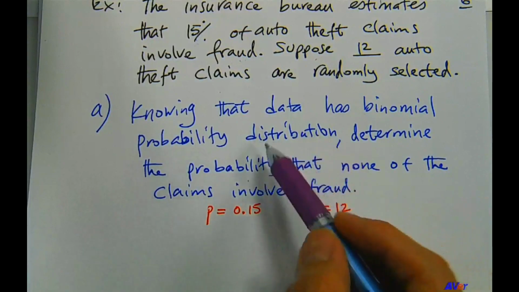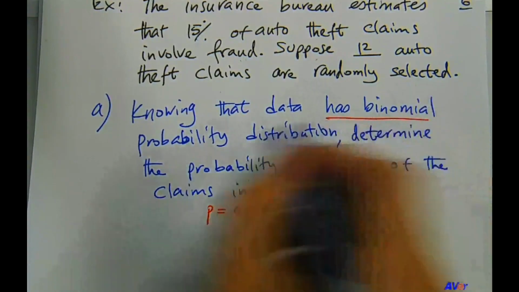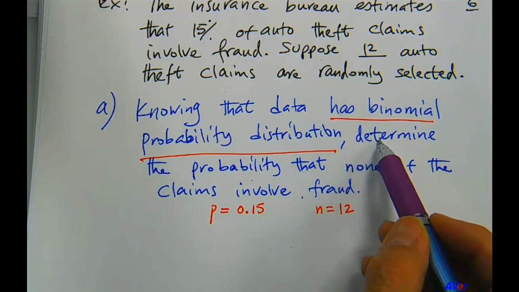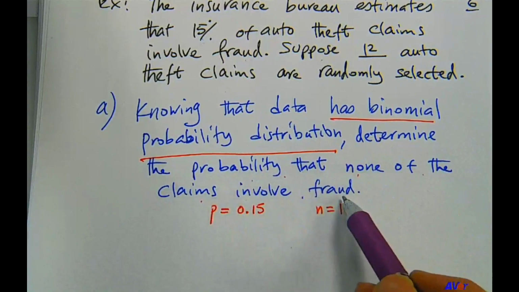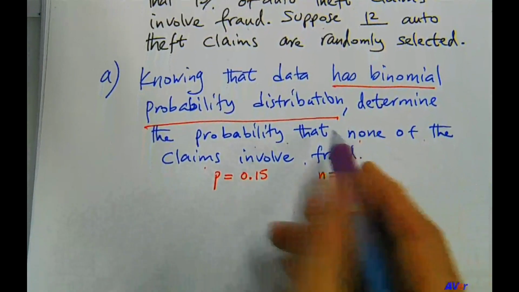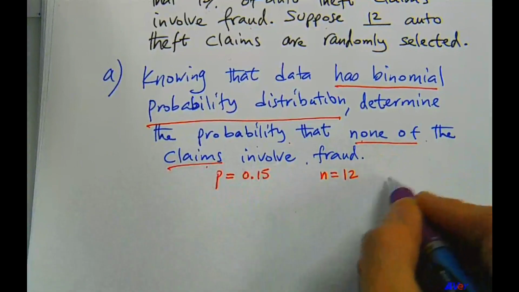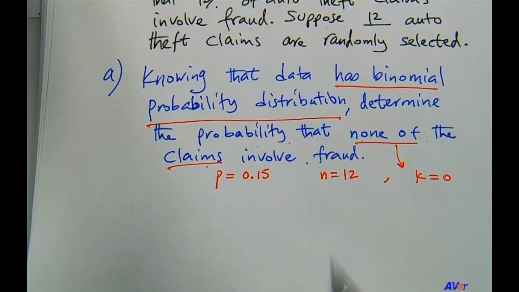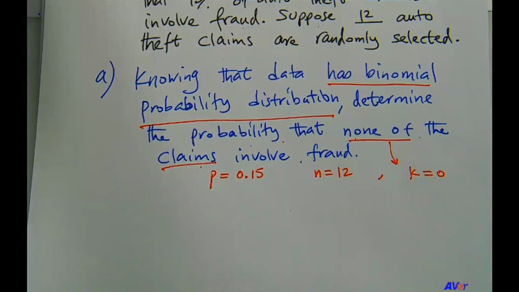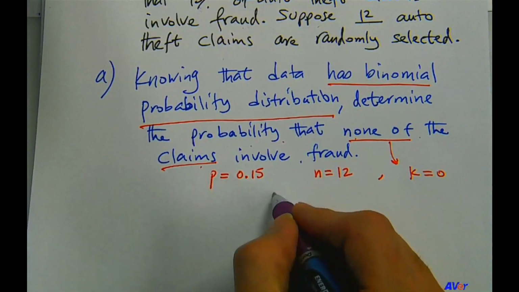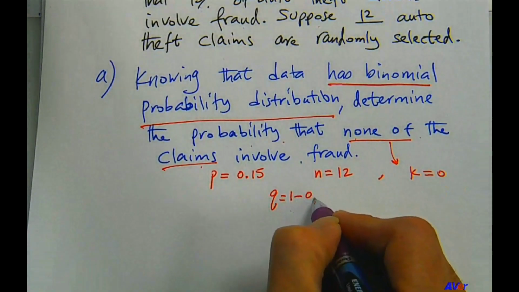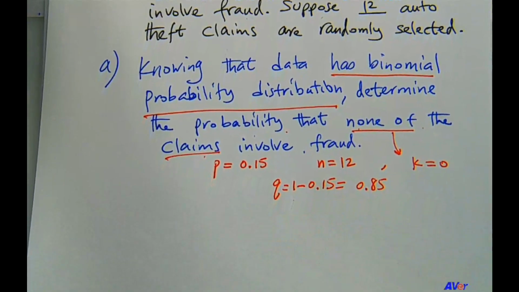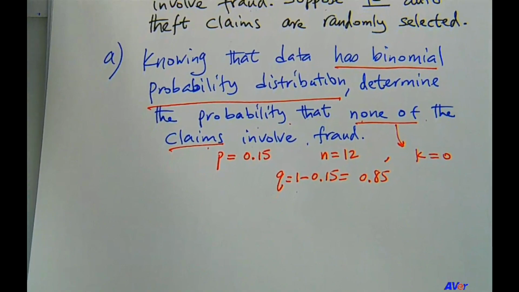And then, knowing that the data has a binomial probability distribution, we are told that, so that means all the assumptions have been satisfied. Determine the probability that none of the claims involve fraud. Well, none of the claims means k equals 0, right? And by the way, what is q at this point? You guessed it. If you said q is equal to 1 minus 0.15, or 0.85, you are correct, because if you know p, you know the value of q.